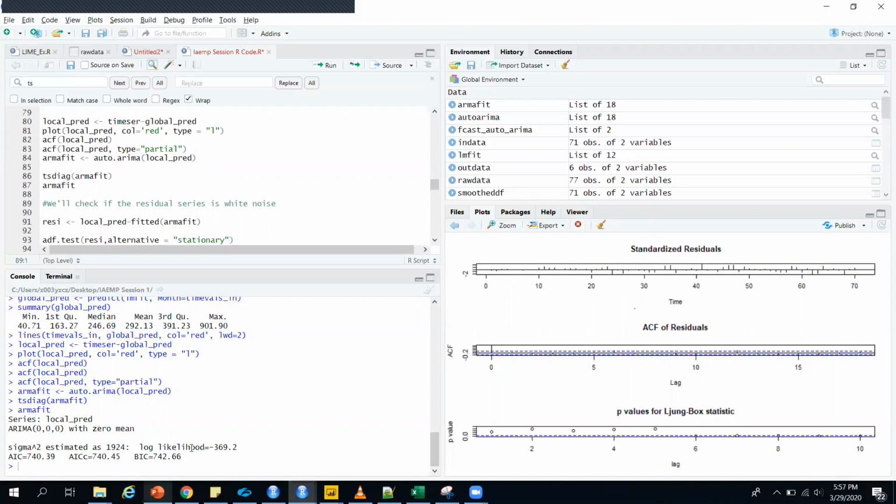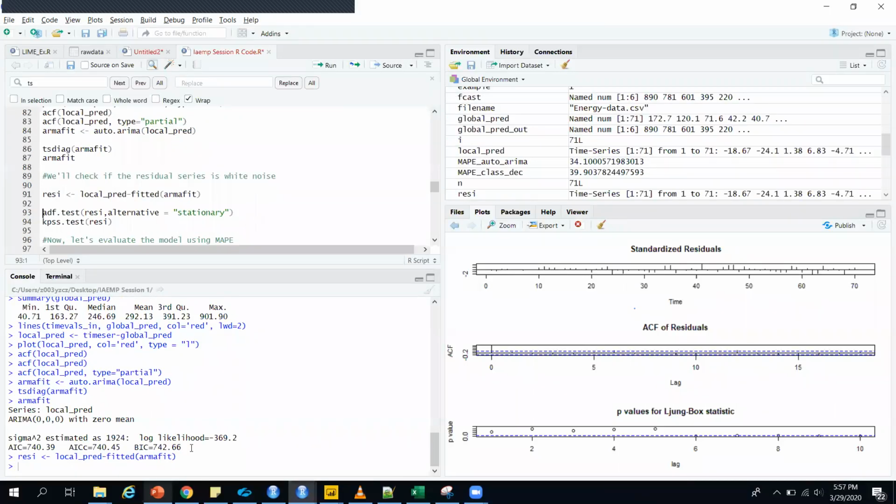So that is the next check we have to do. This is the model validation. They call it checking whether the residual is stationary and so on, and there is a test called the ADF test. The residual is nothing but my local predicted value minus whatever auto ARIMA had found.